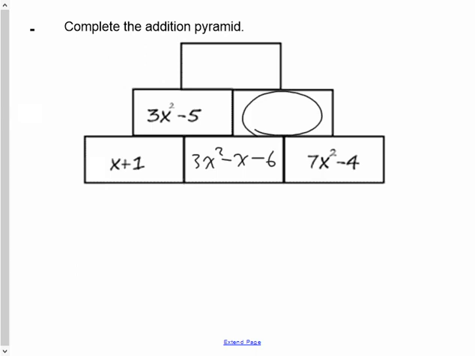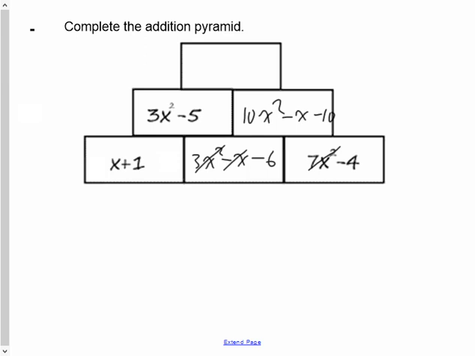This one's even easier because all we have to do is add the 2 ones below it, which would be a 3x squared and a 7x squared is going to be a 10x squared. A negative x is going to be combining with nothing. And a negative 6 and a negative 4 will make a negative 10.